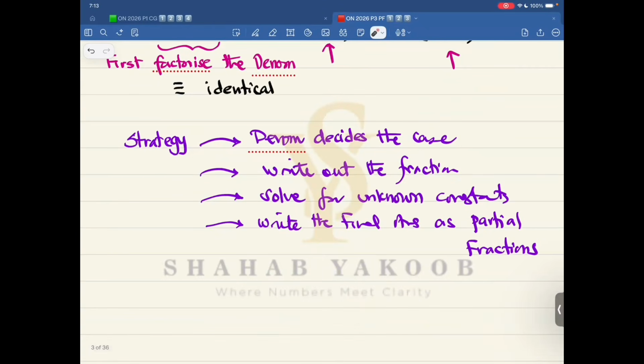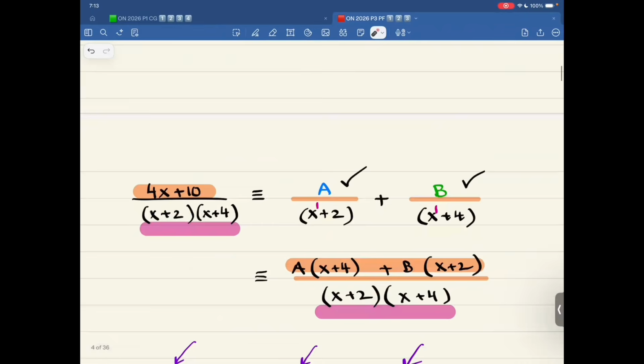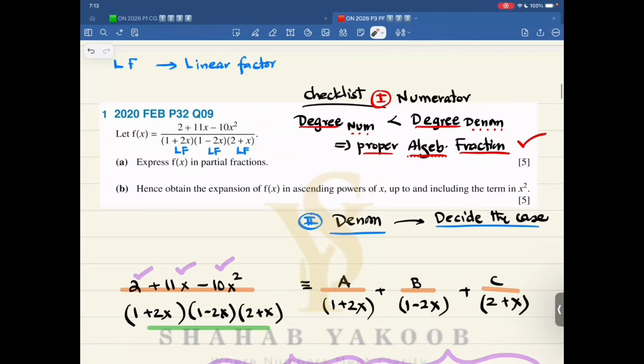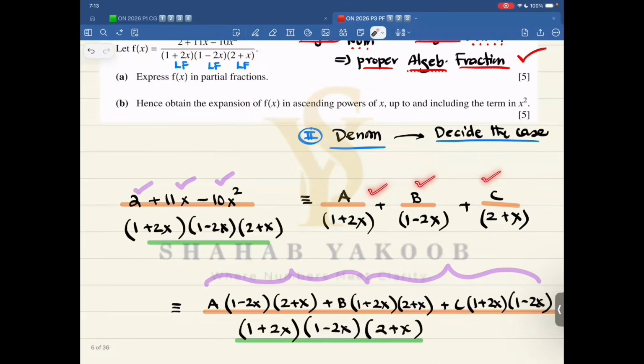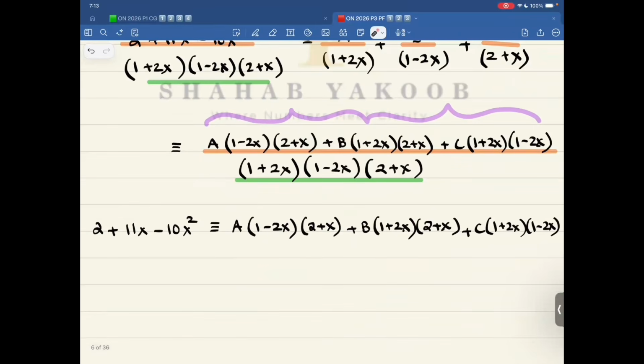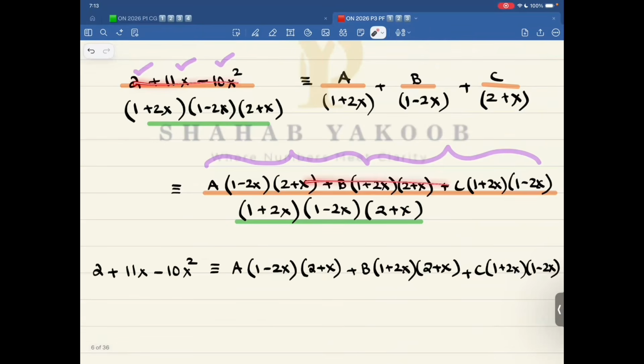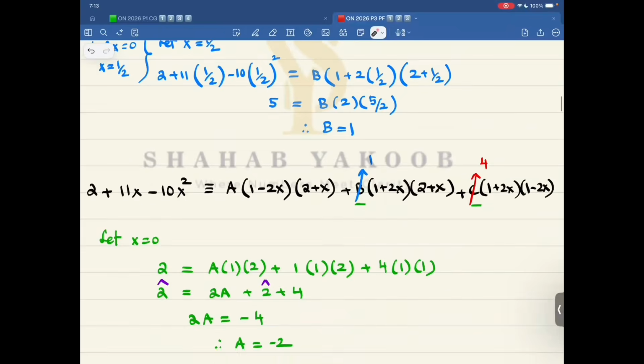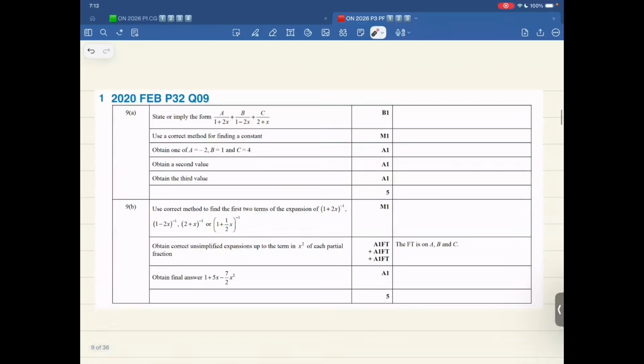The strategy: the denominator decides the case, write out the fractions, solve for unknown constants, write the final answer as partial fractions. This was the first question that we did. The second question, there were three linear factors, so there were three fractions. We would take LCM, we would equate the numerators, we would solve for the unknown constants in a particular manner. This was case number one.